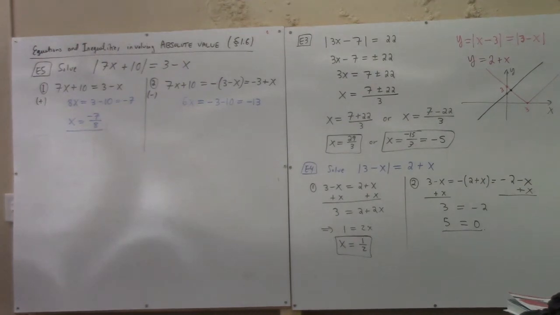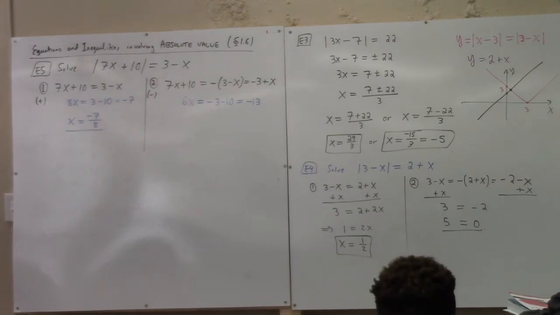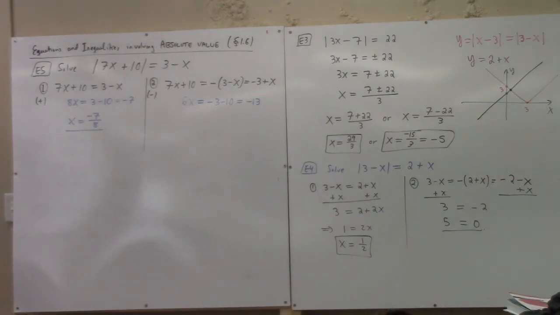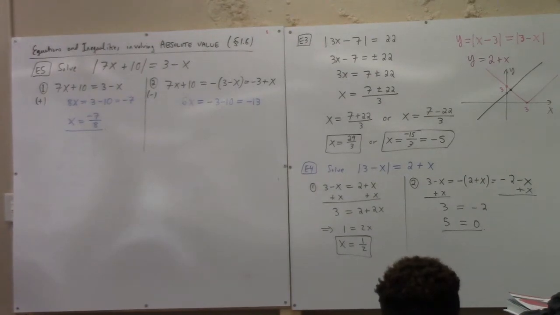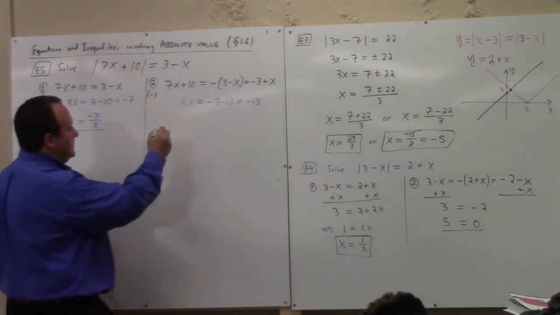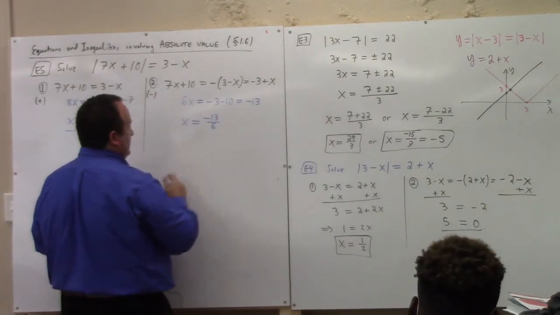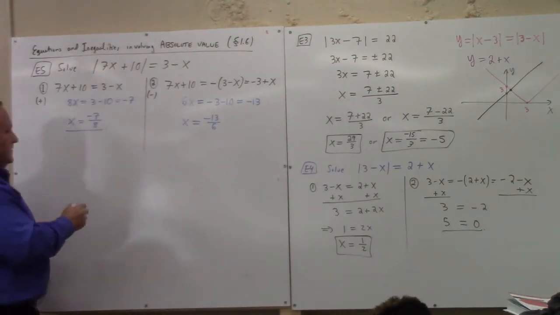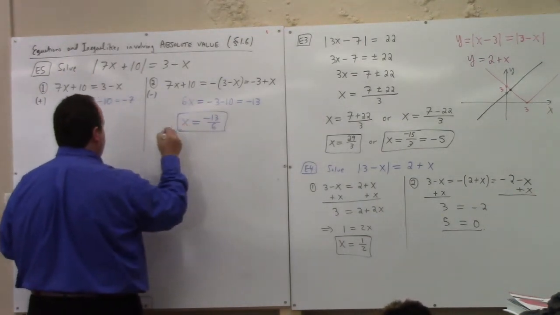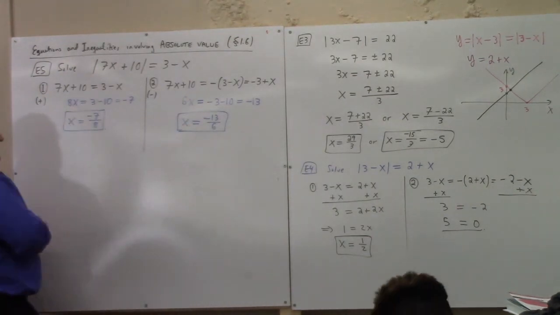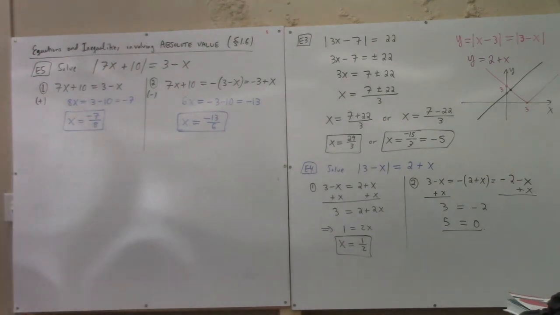Are you guys following me? I know I did two things at once, right? I subtracted and I did the x part and the number part in one step. The next example, I can write all the steps out if you're losing me. So then what? We got x equals minus 13 over 6. So there you go. This is the answer. We have x equals minus 7/8 and x equals minus 13 over 6. There are two answers.